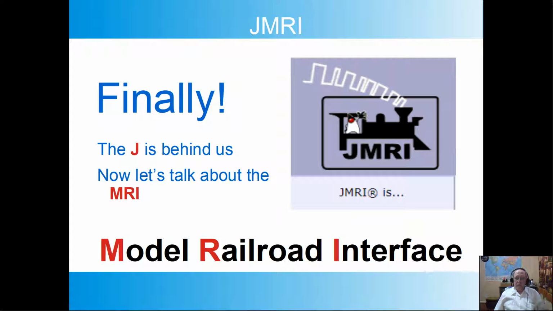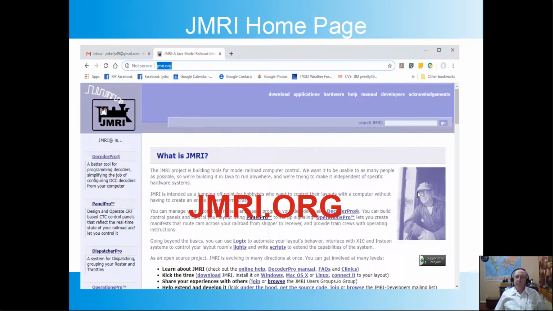Finally, we got the J behind us. Let's talk a little bit more about the MRI, the Model Railroad Interface. That's our hobby. That's what we're truly interested in. So if you go to jmri.org, you'll be greeted by this home page. Now this home page is huge. I mean really huge. This thing is like a web in and of itself. It has thousands of pages.